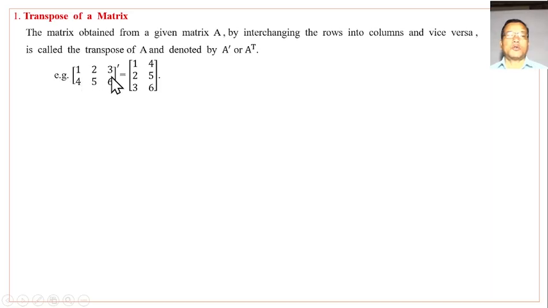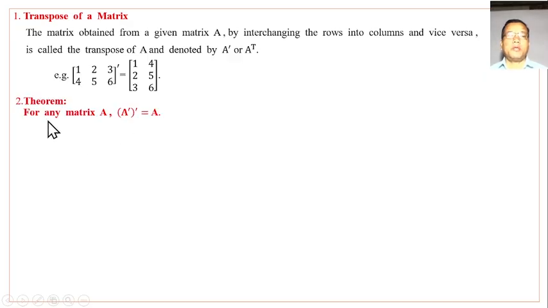Example: 1, 2, 3. For a 2 by 3 matrix, the transpose is obtained as follows: the first row becomes the first column, the second row becomes the second column, and so on; the first column becomes the first row, the second column becomes the second row, and the third column, 3 6, becomes the third row.